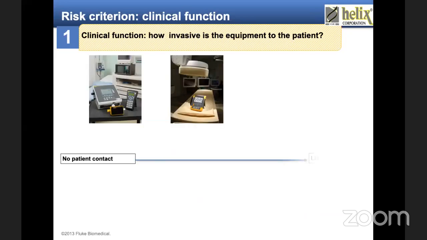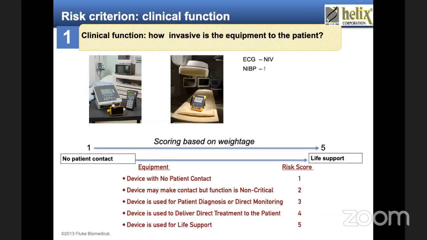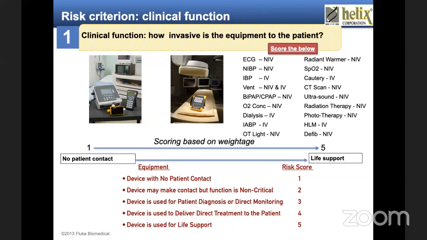Let's say clinical function: how invasive is the equipment? Take any particular equipment like an ECG, NIBP, a ventilator, or an IABP, whatever it is. Take one machine at a time and see what the machine does, how invasive, whether it is touching the patient or not. If it is touching the patient, whether the function is critical or non-critical. If the device is used for patient diagnosis or direct monitoring, like an ECG and a pulse oximeter, these two machines are patient monitors. The risk score is 3.